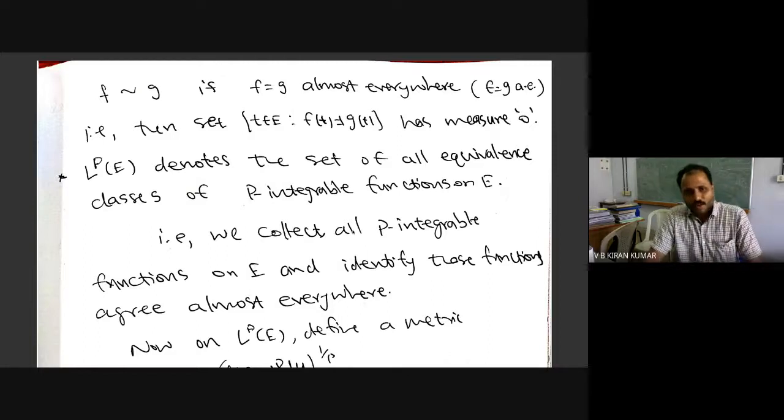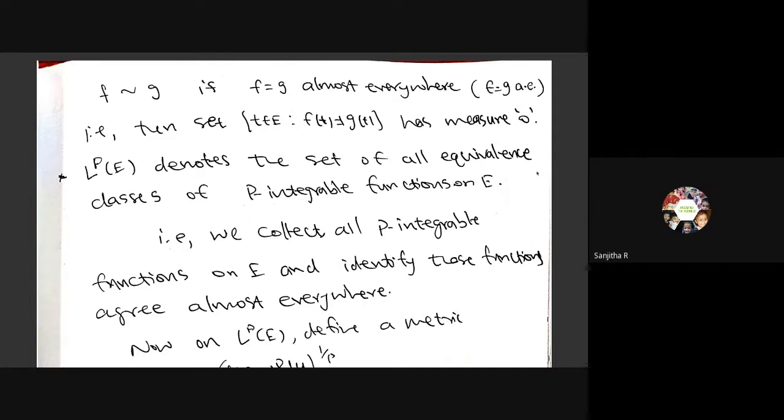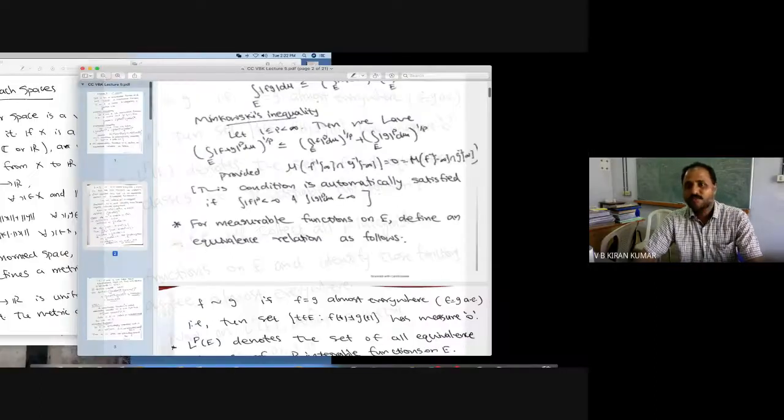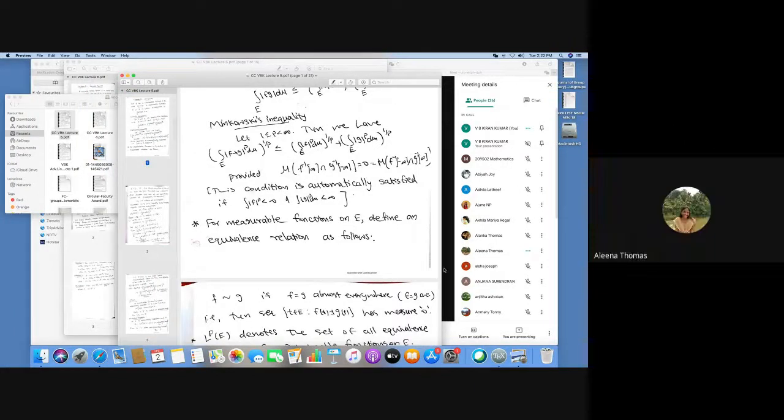Now tell me if you have some questions regarding the definition of L^p(E). This is very important. In fact, this is one of the most important definitions which you should understand. If you are comfortable with that, please let me know. Otherwise, I can explain it again. Did you understand the definition of L^p(E)? Yes, sir. All of you? Yes, sir.